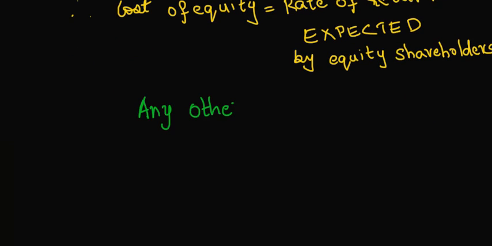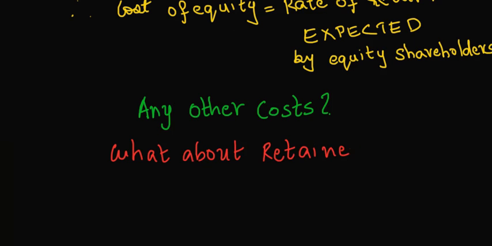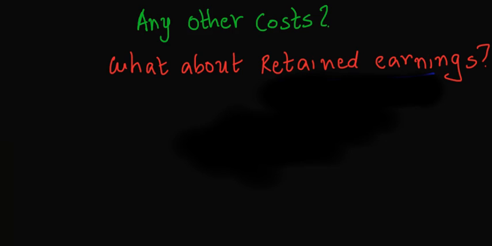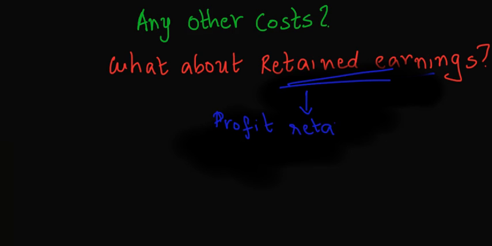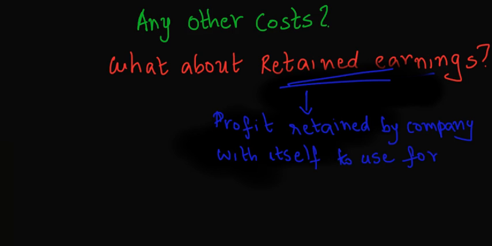Is there any other item which costs the company? What about the retained earnings of the company? Retained earnings are the profits retained by the company with itself after paying out taxes and dividends. Actually, these earnings are the possession of shareholders and ideally these should have been appropriated to them, but the company chose to reinvest those earnings in the company itself so as to develop the business and increase the shareholders' value.